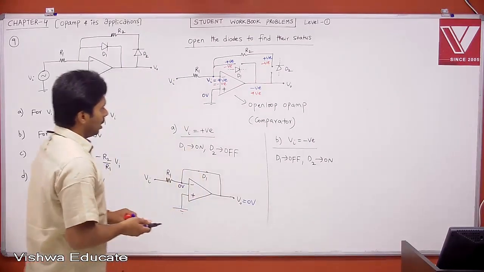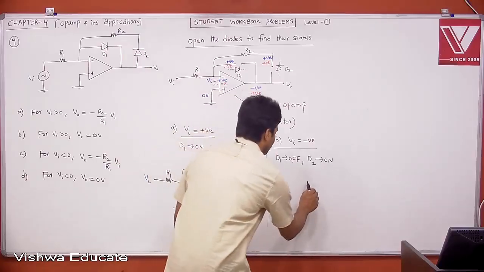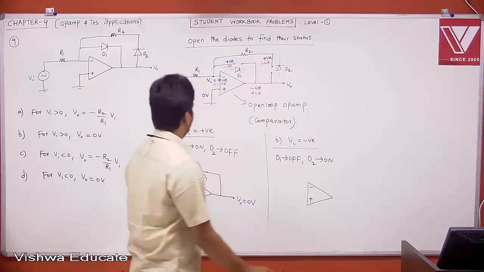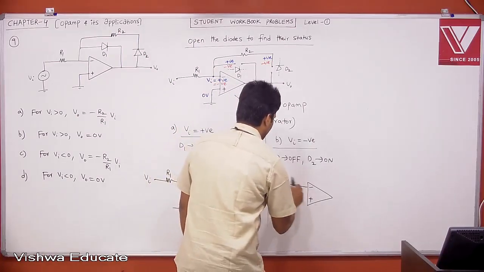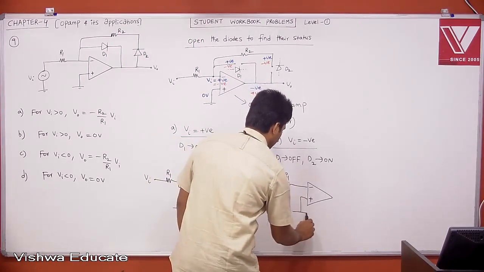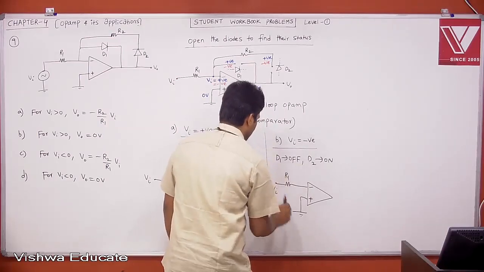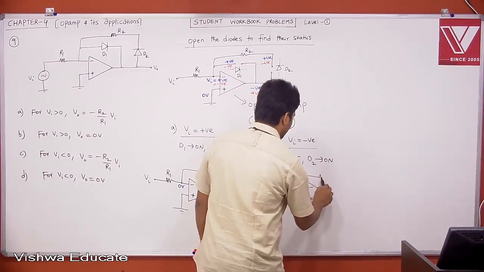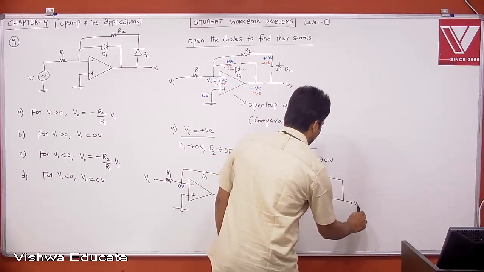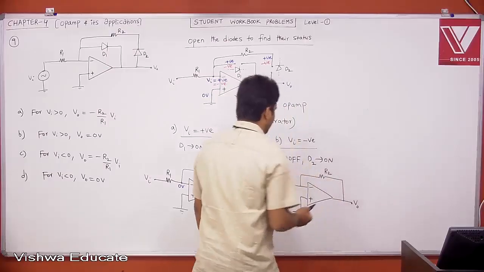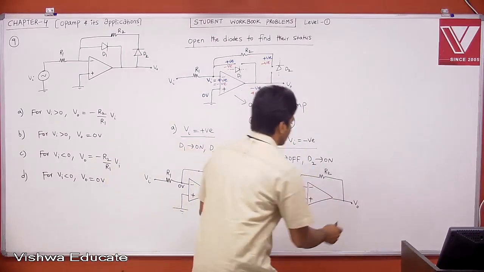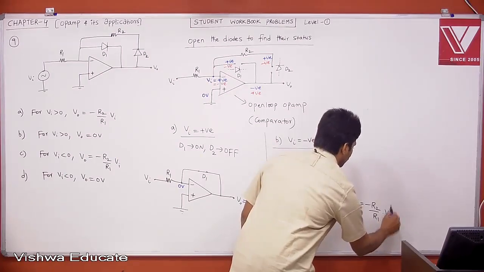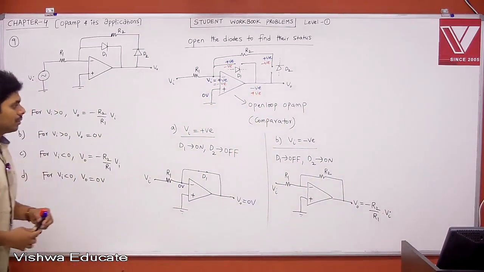Okay, now what is your circuit? This is your R1, this is your Vi. Therefore tell me, D1 is off, D2 is on. Therefore this is your R2, this is your V0. If this is the case, what is your V0? Your V0 is equal to minus R2 divided by R1 into Vi. Therefore tell me, what is the answer?